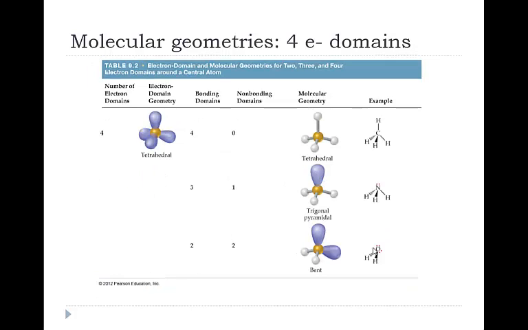If we have four electron domains, all four of them are bonding, then the molecular geometry is tetrahedral. If we have three bonding domains and one non-bonding, as we have here, then it's trigonal pyramidal. And if we have two bonding domains, two non-bonding, then the geometry is bent. These blue balloon-looking things here are the lone pairs, and then we have the atoms there.